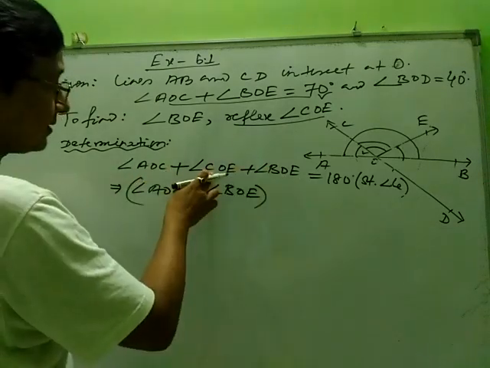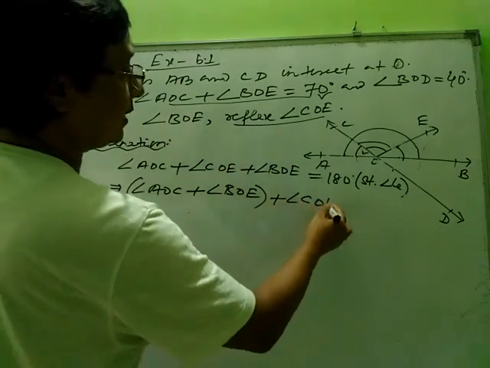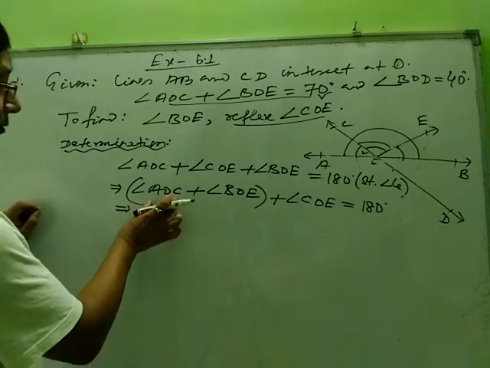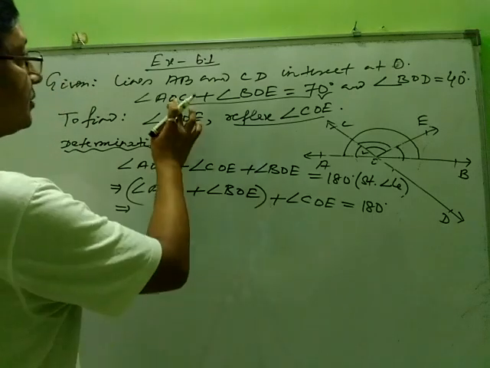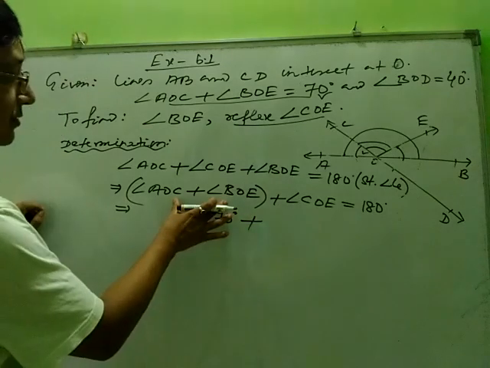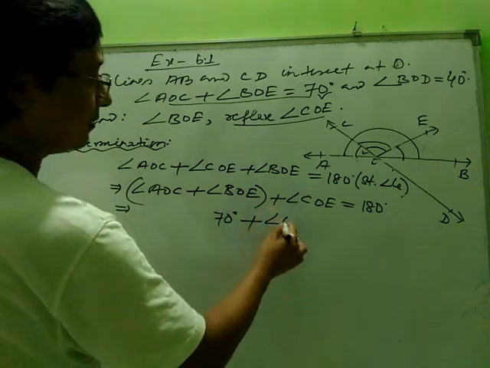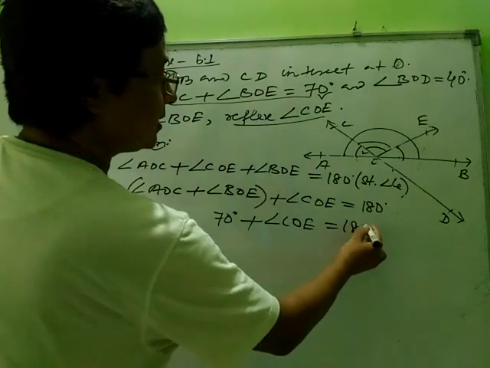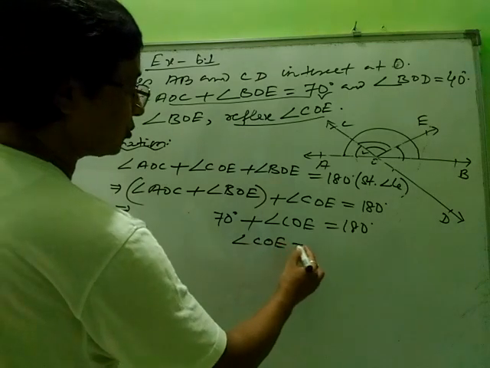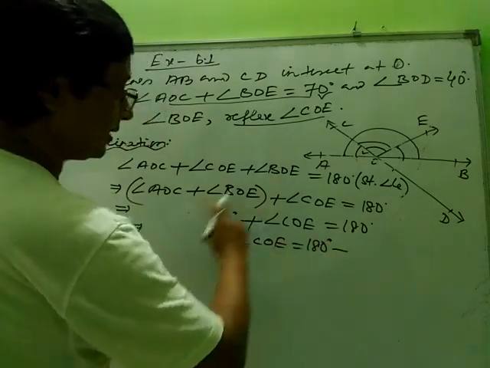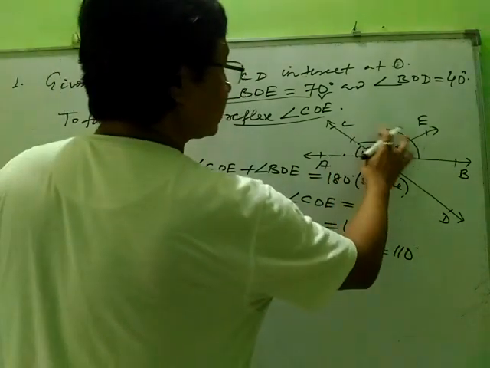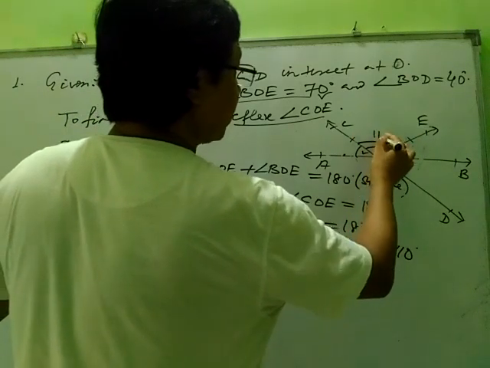So this plus this plus angle COE equals 180. Now angle AOC plus angle BOE, these two total sum they have given as 70 degrees. So in place of this, 70 plus COE equals 180 degrees. This implies angle COE equals 180 minus 70, which equals 110 degrees. So you got here 110 degrees.